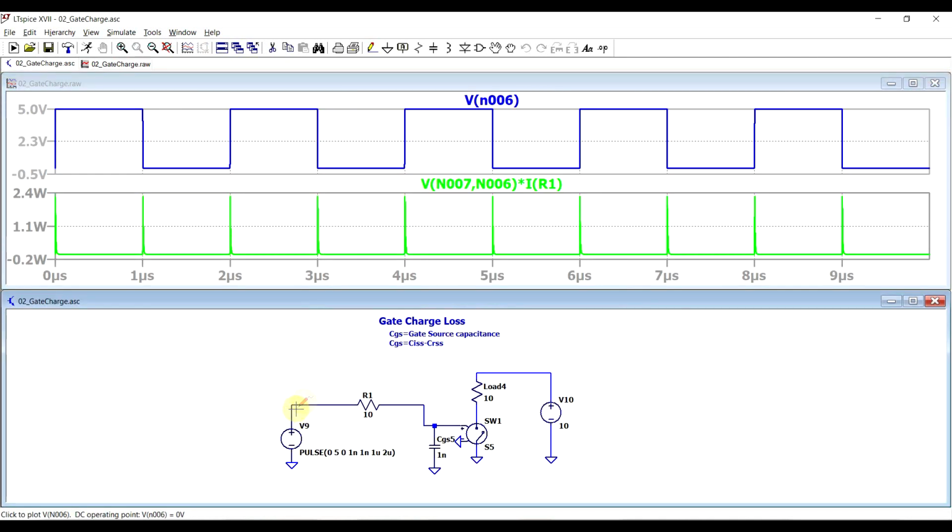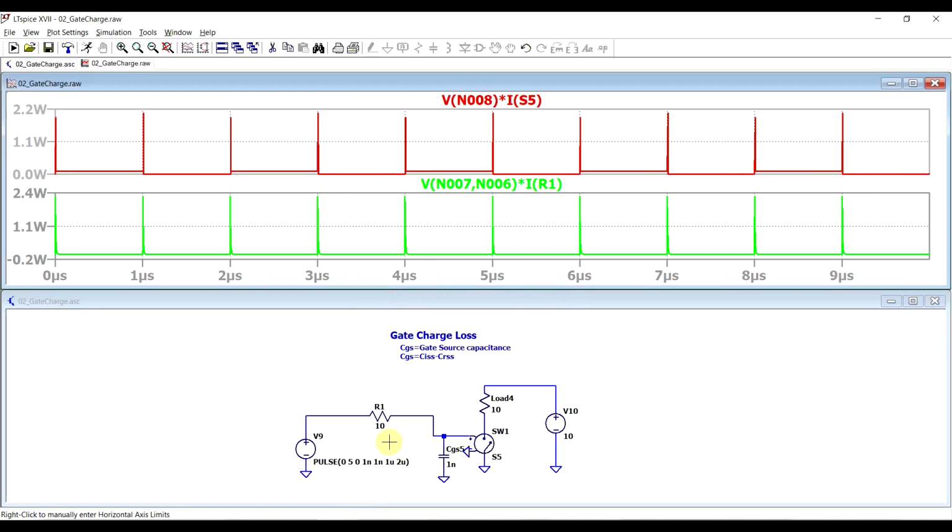So if we now look at the input signal, we can see that this dissipation is occurring exactly at the transition moment, so either when the input signal goes from low to high or from high to low. So the loss occurring on this series resistance, which in real life is comprised of the internal driver resistance, the internal gate resistance, and, well, any resistor placed in between, can become quite a significant amount of loss depending on how large this gate capacitance is.